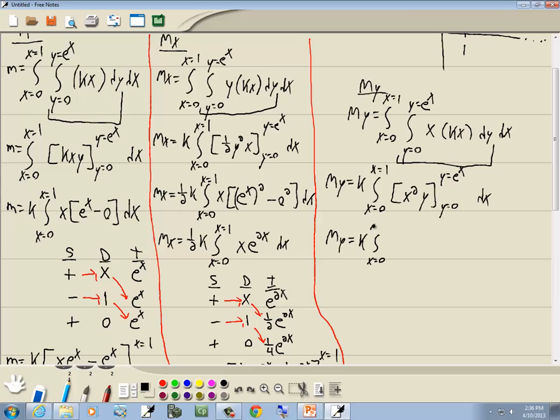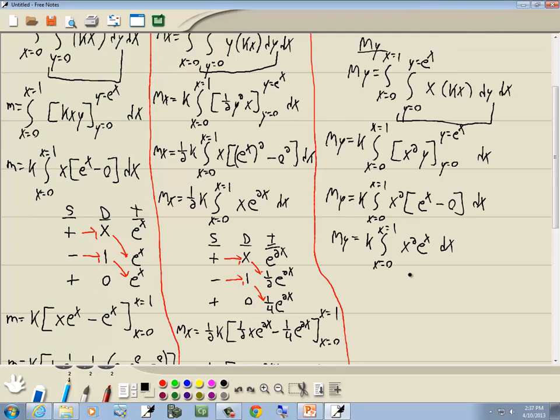From x equals 0 to x equals 1. The x squared I can put out in front of the bracket. And I'll plug these in for y. So I'll put e to the x in for y, minus, put 0 in for the y, dx. Which is going to give us k times the integral from x equals 0 to x equals 1 of x squared e to the x dx. This is another by parts.